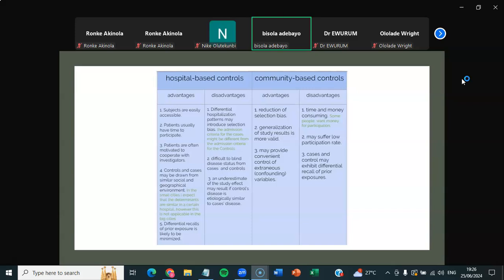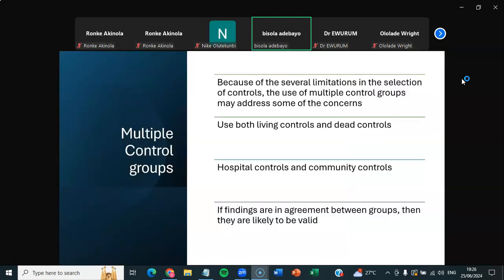And community controls tend to reduce selection bias, but it's more time intensive, it's more money consuming. You may have lower participation rate. Those in the hospital tend not to be averse because you have the undue advantage. You might be treating them and they might better cooperate with the researcher. Sometimes you have multiple control groups because of some limitations. So some people in some studies could use living and death controls. You could use hospital and community controls. If findings are in agreement between groups, then they are likely to be valid.